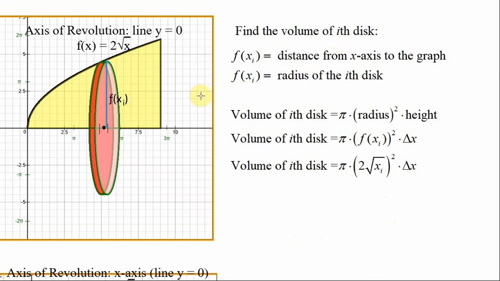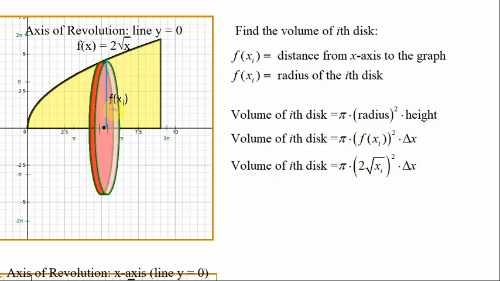For the ith disc, the value right here is x sub i minus 1, and then the value right here would be x sub i. Then f of x sub i would be the distance from the x-axis up to the graph at x equal to x sub i.